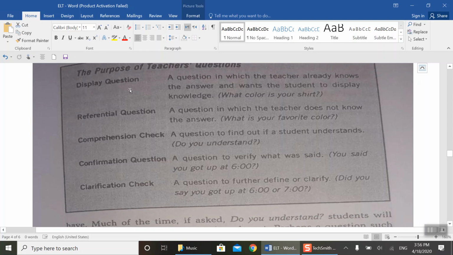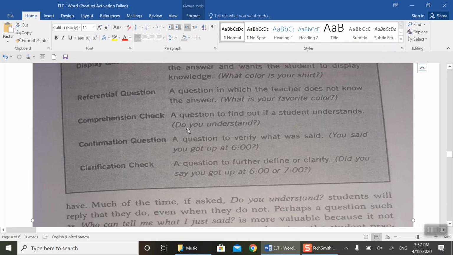What is its purpose? We said display questions are to practice language, to drill, to practice. Okay. Referential question, in which the teacher does not know the answer. For example, the teacher asks, what's your favorite color? Who's your favorite actor? Have you been to China? Does not know. Okay. And we said its advantage is that it is a real situation.